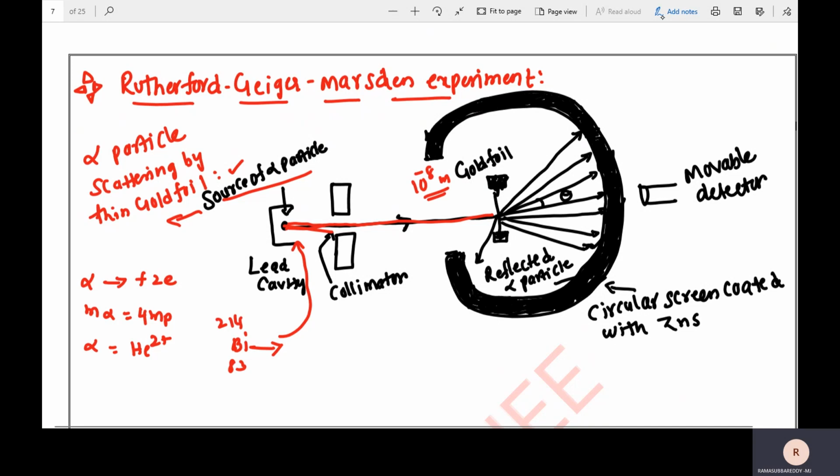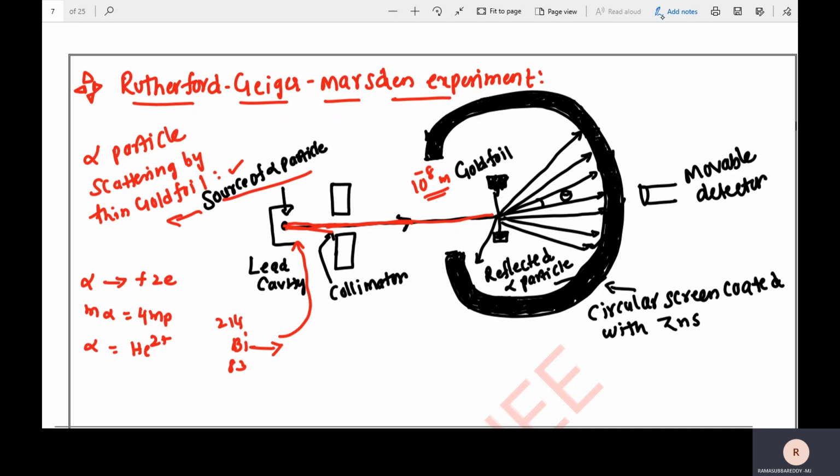When a beam of alpha particles is incident on a gold foil, it is scattered by the gold foil, and the scattered alpha particles fall on the fluorescent screen. This is our fluorescent screen. This is a movable detector. We will find how much the alpha particles are deflected and how this changes with angle.